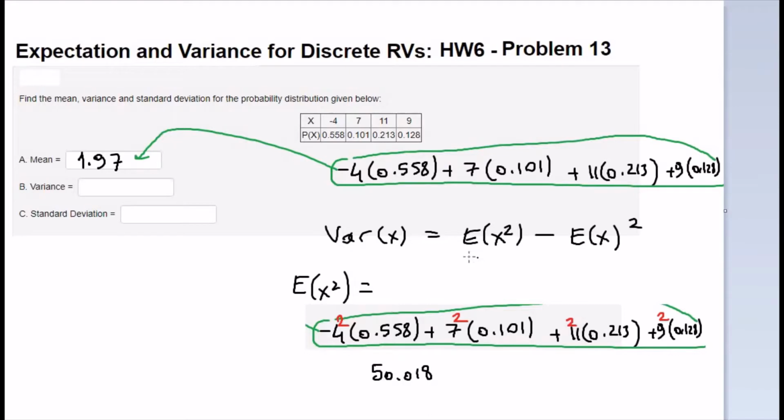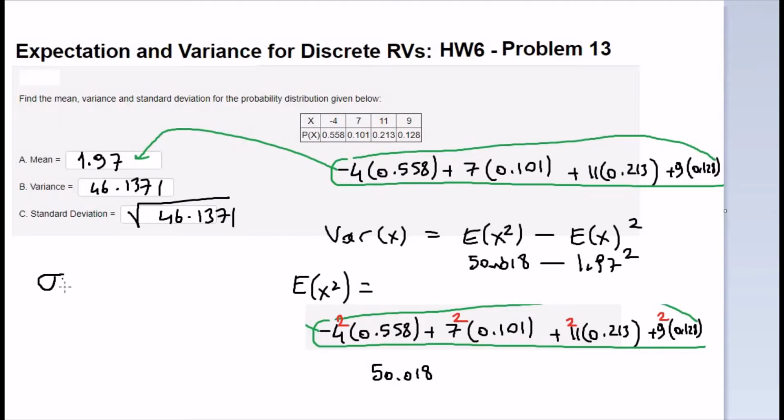And if this is 50.018 and this is 1.97, then we square it, and what we're going to obtain is this value minus this value, which is 46.1371. And the standard deviation is the square root of the variance. So the standard deviation sigma is equal to the square root of the variance.